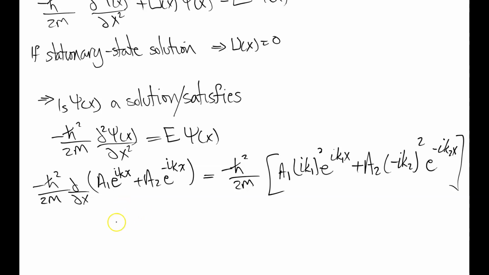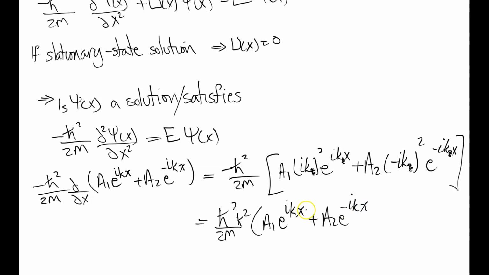And simplifying this a little more, this gives us h bar squared over 2m times k squared, because k1 equals k2, so I didn't need to put those, that's just a k, times a1 e to the i kx plus a2 e to the minus i kx. And notice that this is the same as h bar squared k squared over 2m times the original psi of x.